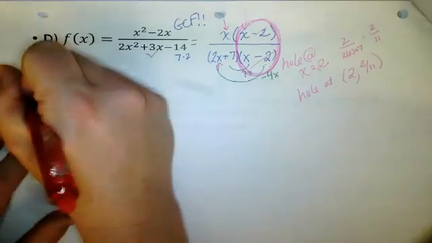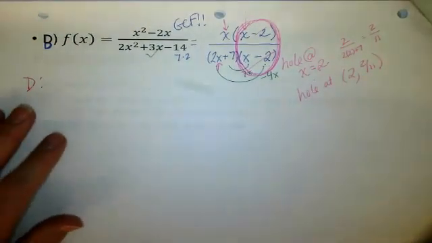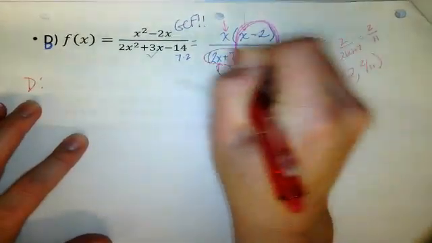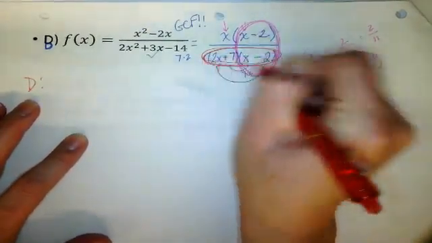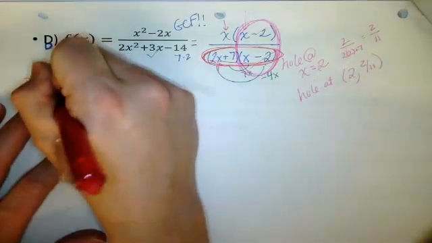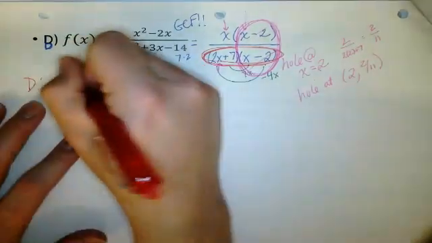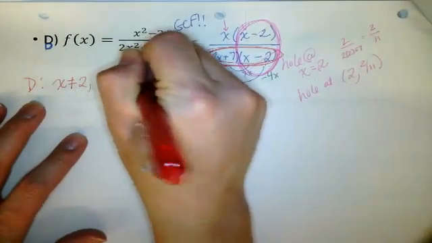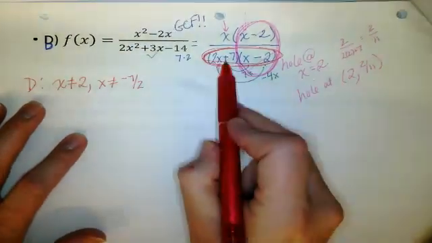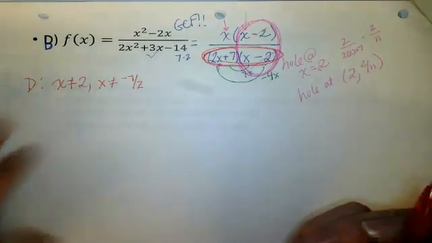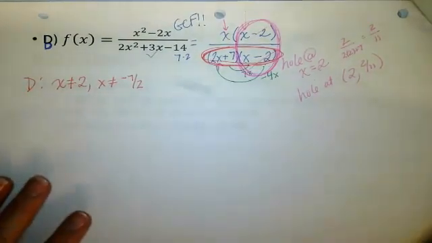Okay, so domain. Where does the domain come from? The whole denominator, the original denominator. We have 2 bubbles, which means there's 2 exclusions. What is x not allowed to be? 2, and x is not allowed to be negative 7 over 2. Very good. So again, subtracting the 7 and dividing by the 2 gives us negative 7/2.